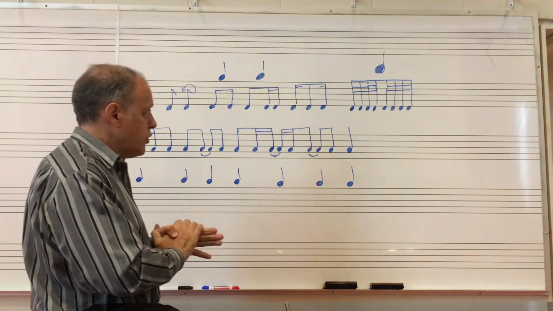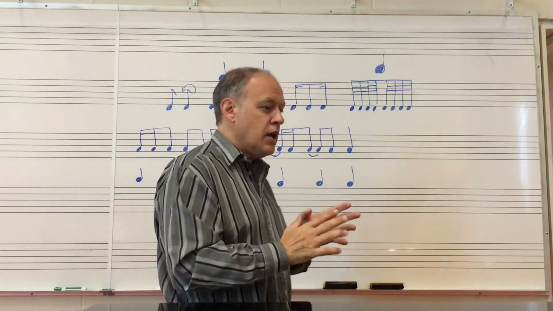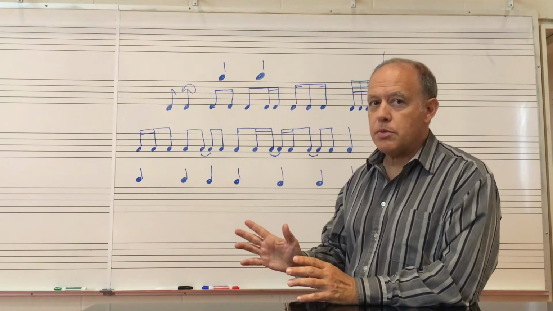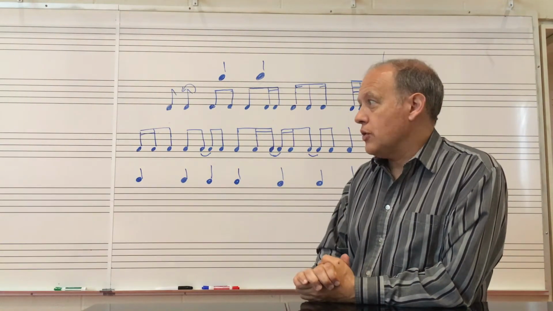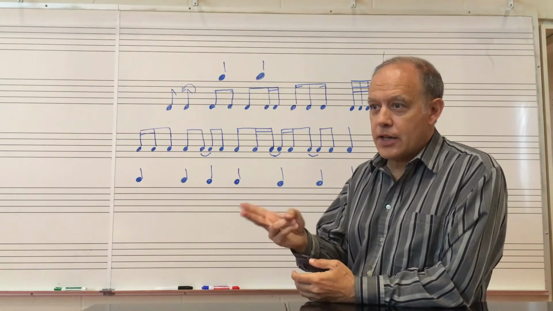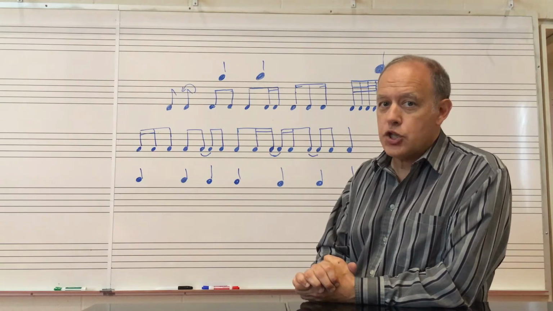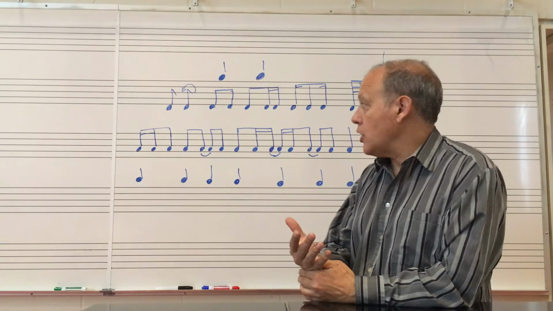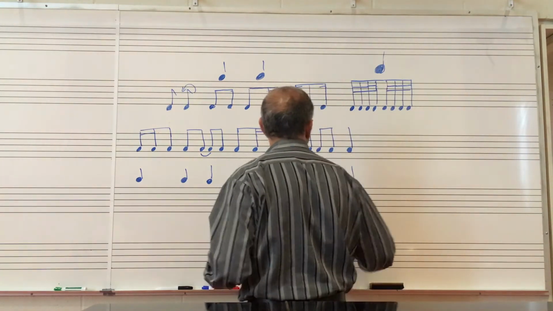Now, there are other ways in which I can extend note values. The tie is the most flexible one. The next thing that we actually want to consider is the second one that I mentioned, the augmentation dot. Augmentation means making something a little bit longer. I'll show you what I mean.